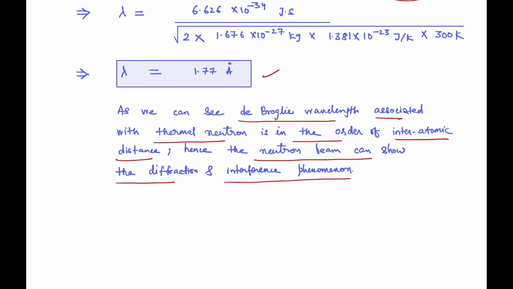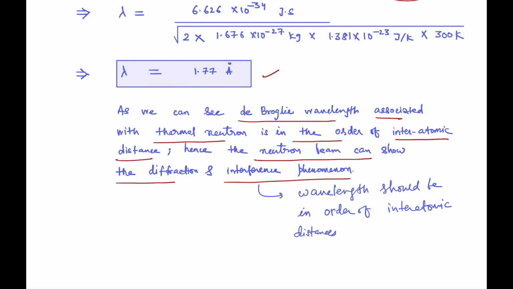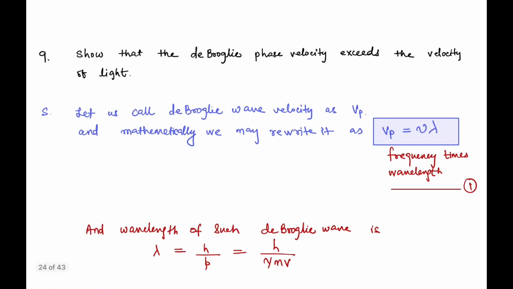Because we all know that to show diffraction and interference phenomena, the wavelength should be in the order of interatomic distances. Okay. Now the next question is, show that de Broglie phase velocity exceeds the velocity of light.